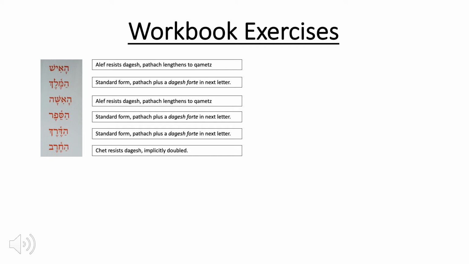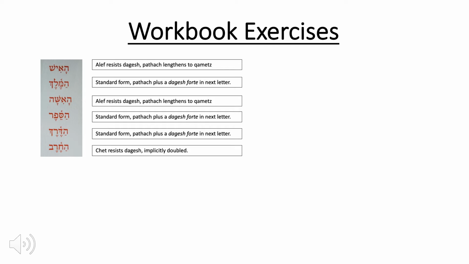Once again, the issue is a guttural. Chet does not take a dagesh and therefore does not double, but it does not lengthen the previous vowel. We call this implicit doubling. It's as though there's a dagesh in the chet, but it's not written. So it's as though that prior syllable is closed, even though we would technically say that the prior syllable is open, because there is no actual chet closing the syllable. It's just as though there was.